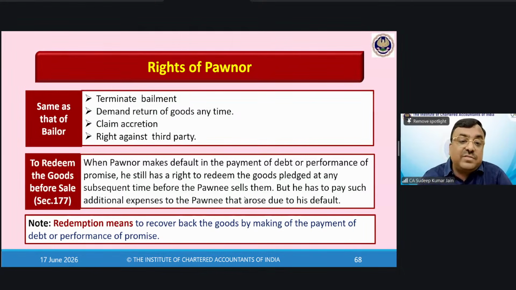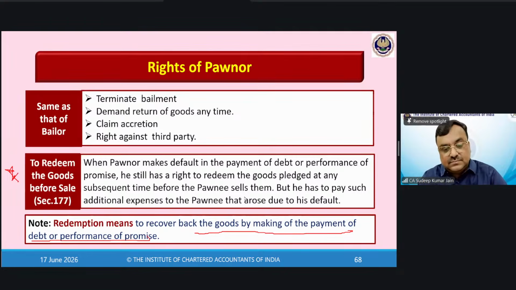Redeem the goods before sale. Important point. First, you should understand the meaning of redemption. Redemption means to recover back the goods by making the payment of debt or performance of promise. यानी कि पेमेंट, लोन का पेमेंट करके गुड्स को वापस लेना कॉल्ड रिडम्पशन. भाई आपने पेमेंट कर दिया और गुड्स वापस ले लिया.